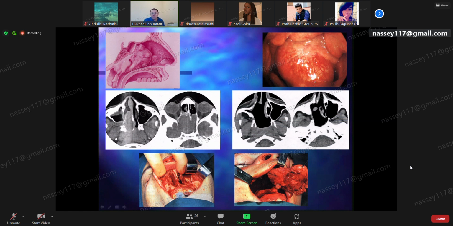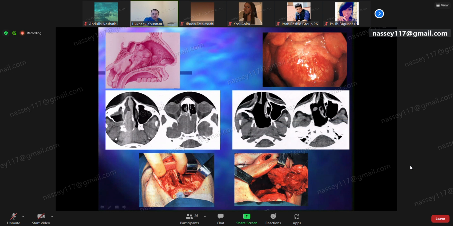Now in this picture, for example, you can see removal of the tumor through the maxillary sinus. In this patient, a very big mass of tumor was localized inside the maxillary sinus. And in this situation, it was more comfortable to remove it through the maxillary sinus, through, what you can see, removal of the anterior wall of the maxillary sinus. And here you can see a CT of the patient after this operation, after removal of the angiofibroma.